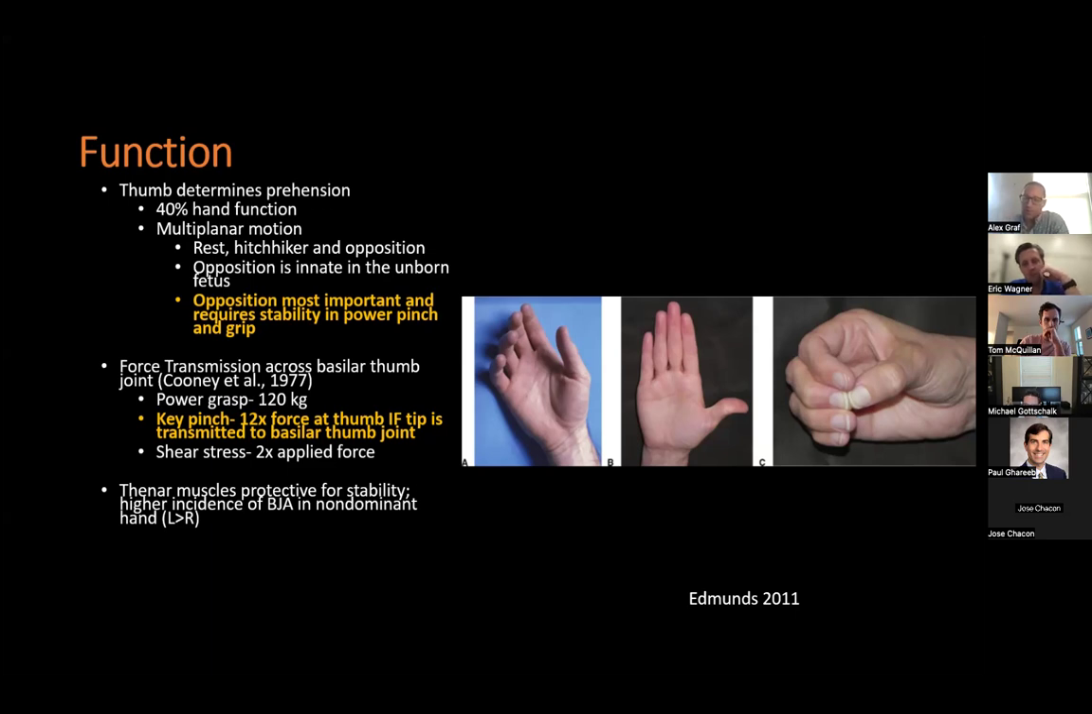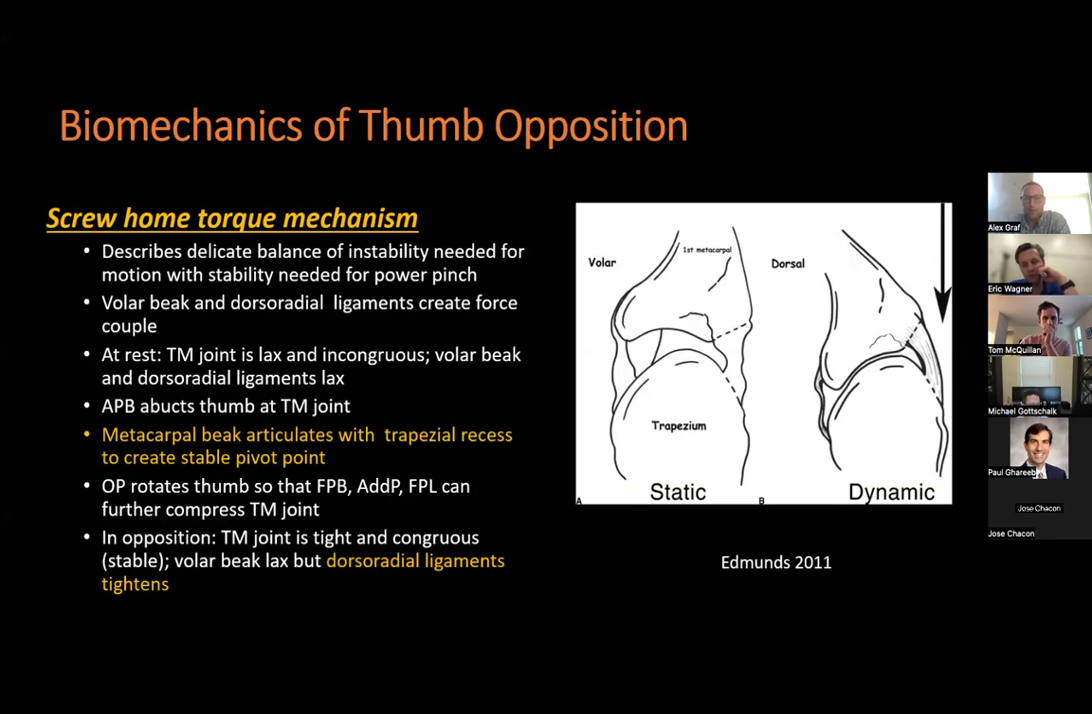So there's some intrinsic stability from a ligamentous standpoint, although the thenar muscles can be protective. When we think about the biomechanics of thumb opposition, we call it the screw home torque mechanism. And this is kind of how that delicate balance or interplay between instability needed for motion and stability needed for power pinch come together. You have the volar beak and dorsal radial ligaments working as a force couple, where at rest, the CMC joint is lax and incongruous, and the volar beak and dorsal ligaments are lax.